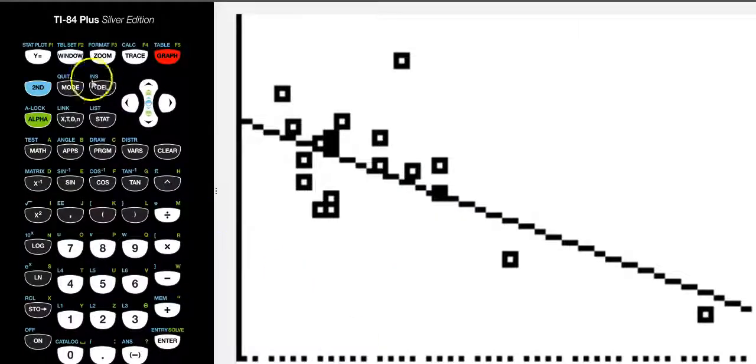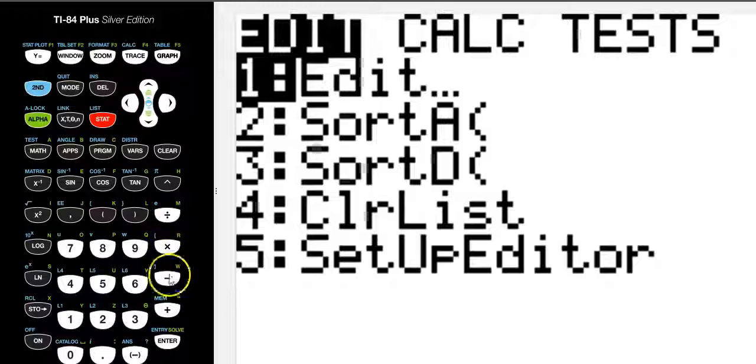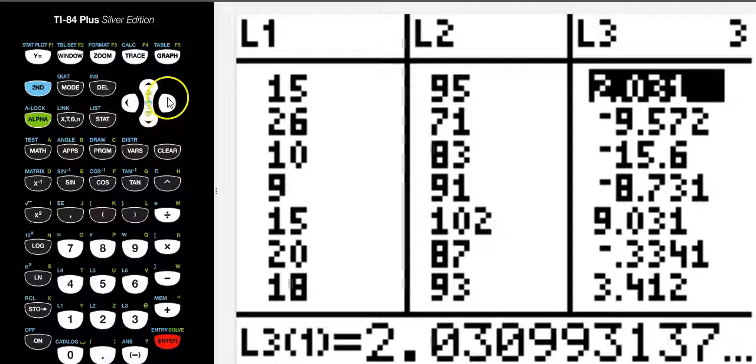So let's continue going back to our stat plot or our stats. You can see this point had a positive residual of 2.031. There was a negative residual, meaning this point, 2671, was below our predicted Y values, our line, by 9.572 units, and so on. I won't bore you by going through every individual point, but that's what we're talking about here.